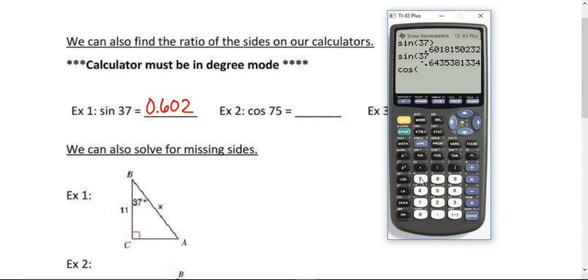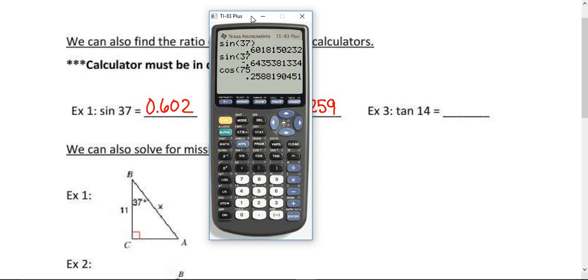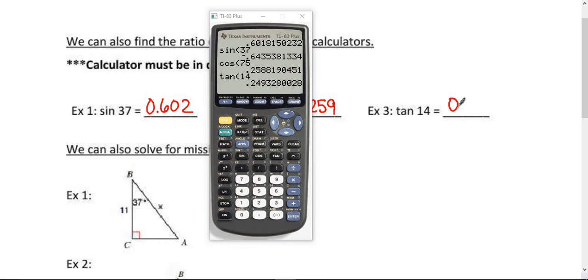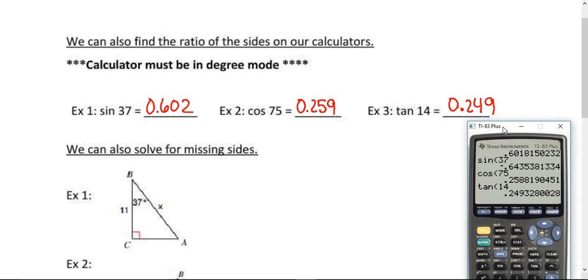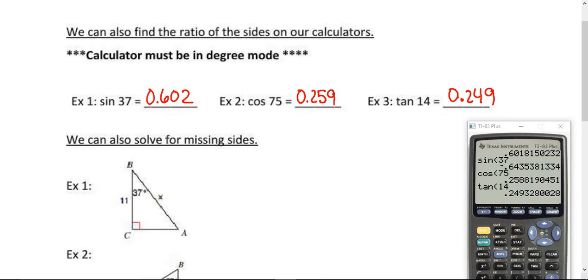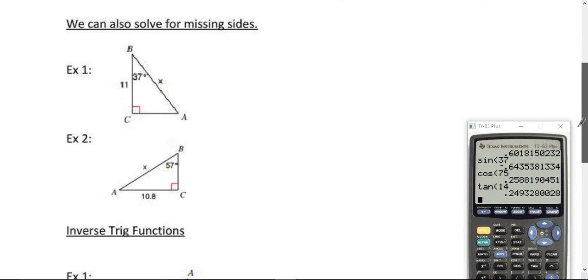All right, let's do the cosine of 75, and that is 0.259. All right, and then our tangent of 14 degrees is 0.249, rounding to the thousandths place. All right. So make sure you're always in degree mode. So now our calculators are already in degree mode, and we're going to start solving problems with trig.